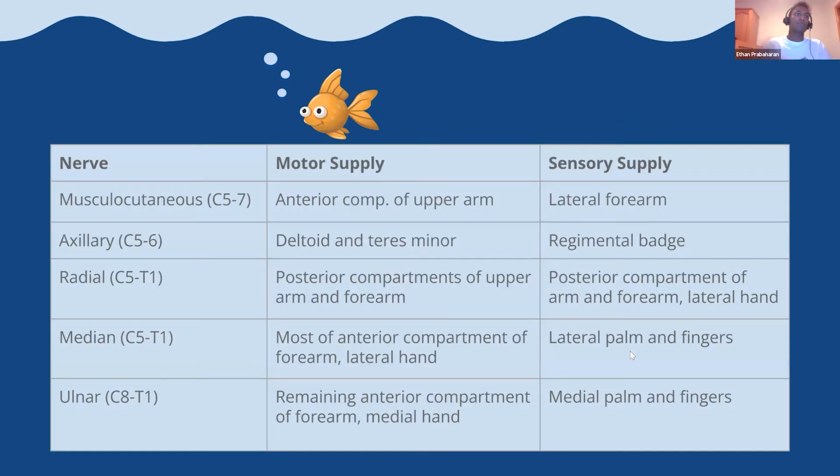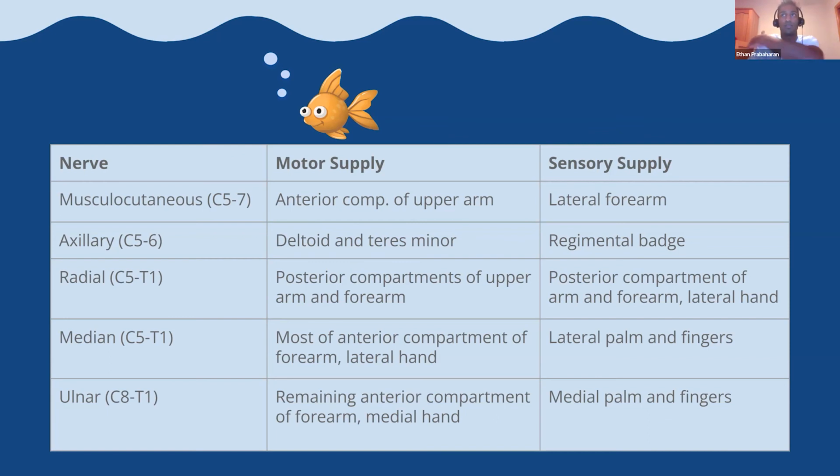So I think you can really nicely categorize each of the 5 terminal branches of the brachial plexus by their motor and sensory supply. So the musculocutaneous nerve, which has roots C5 to 7, innervates the anterior compartment of your arm and has a sensory supply to your lateral forearm. The axillary nerve, which is around the shoulder, innervates the deltoid and teres minor muscle and supplies an area of skin around the shoulder called the regimental badge.